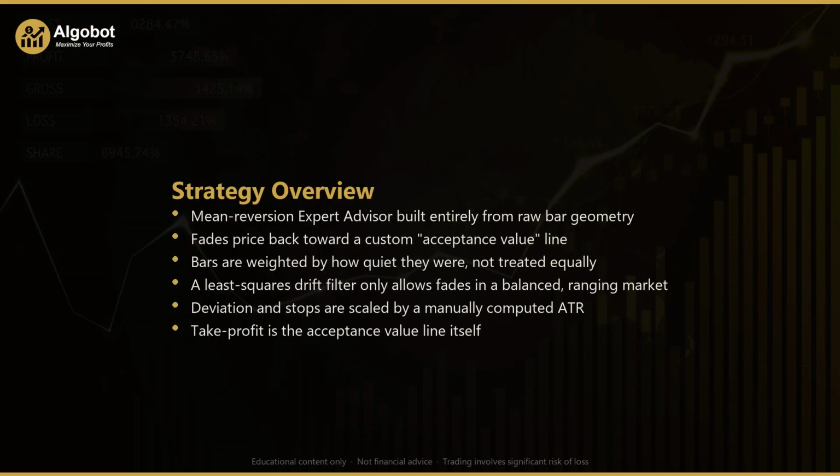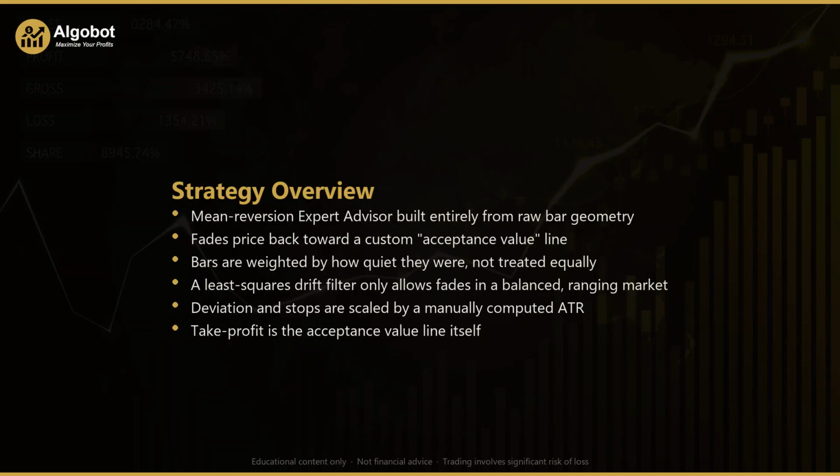The centerpiece is a custom anchor the code calls the acceptance value. Most fair value tools, like a simple moving average or a volume-weighted average price, treat every bar equally. The problem is that the widest, most dramatic bars, the ones where price is leaving value in a hurry, pull those averages around the most. This strategy flips that idea. It weights each bar by how quiet it was. A tight, low-range bar, where price was being calmly accepted, counts close to full weight. A wide, climactic excursion bar is pushed toward almost zero weight. The result is a line that sits where the market has actually been doing most of its business, a cleaner center of gravity to revert to.